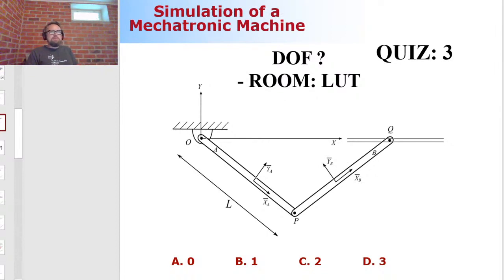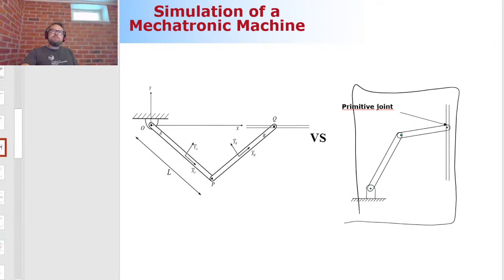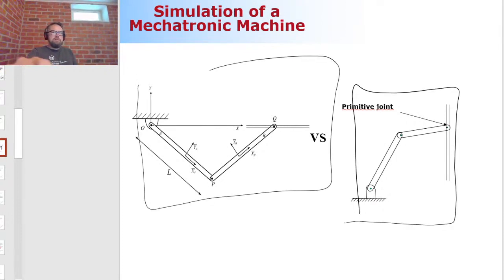Okay, let me see. Answers are coming a bit slowly. Here is a hint for you. Remember, this is what we discussed: the primitive joint here, and now we have this one. High temptation to say something more, but I'm not going to say anything more than that, so I'm going to move on. Are you complaining that I'm not giving you enough time to answer this question?